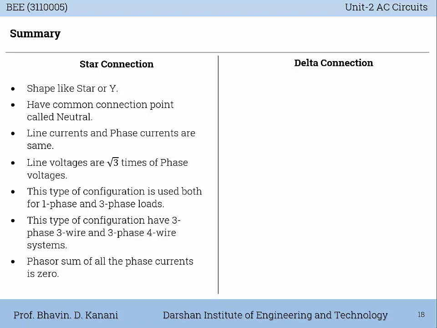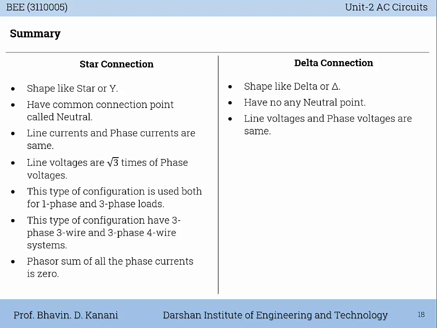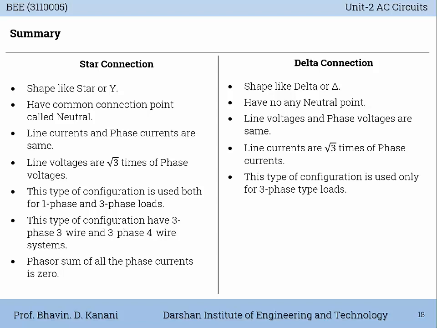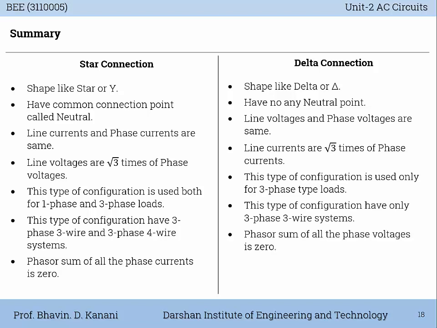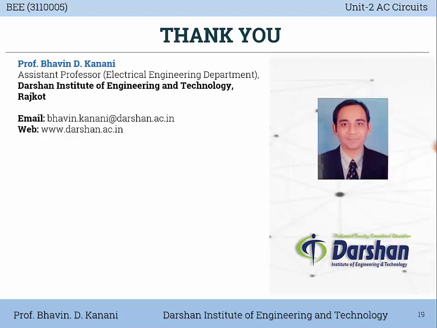Now for delta configuration. It is shaped like delta and has no neutral point. Line voltage and phase voltages are the same. Line currents are √3 times phase currents. This type of configuration is used only for 3-phase type loads. This type of configuration has only a 3-phase 3-wire system. The phasor sum of all the phase voltages is 0. So this is the summary.